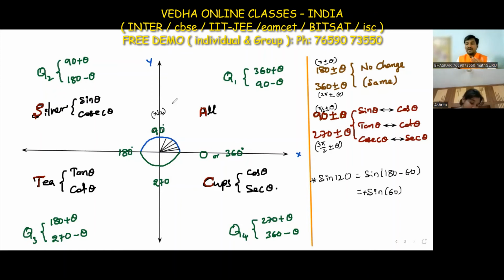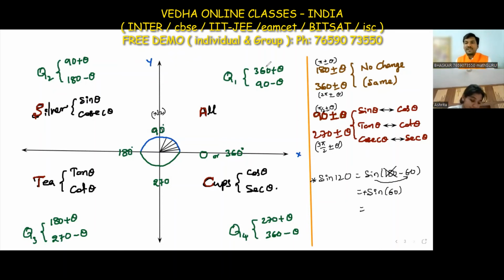Positive or negative. How did you get sine 60? Yes, what is the value of sine 60? How did you get sine 60 as the answer, sir? When we have 180 minus theta, just write sine 60 degrees like this, and after writing that, we check the sign in that particular quadrant. So root 3 by 2.